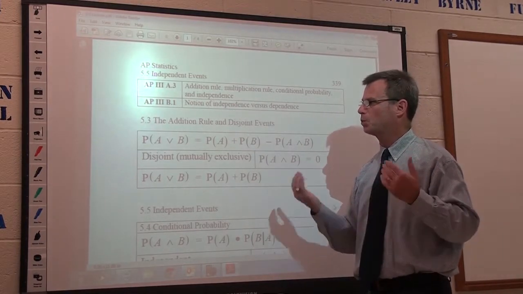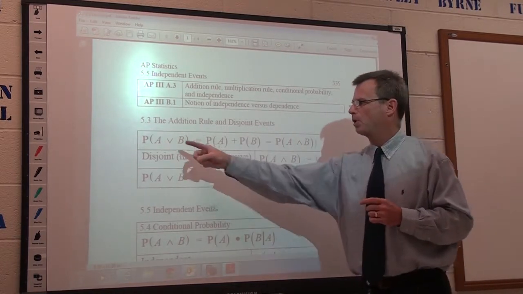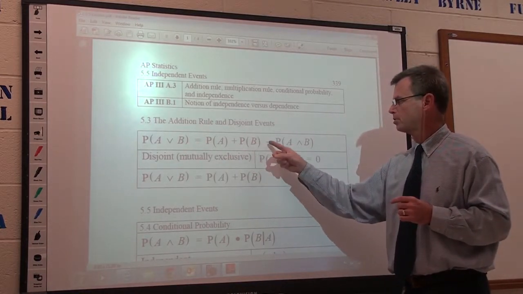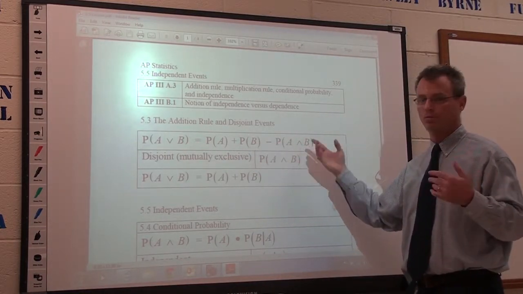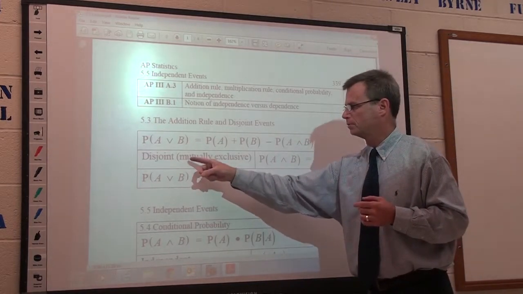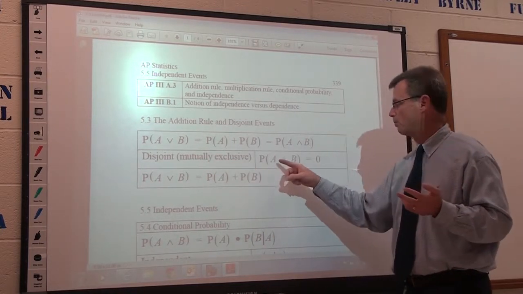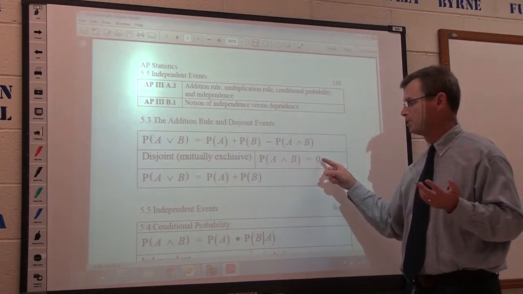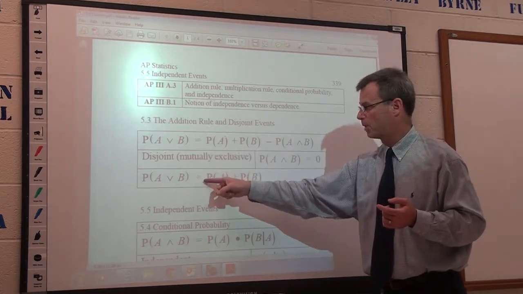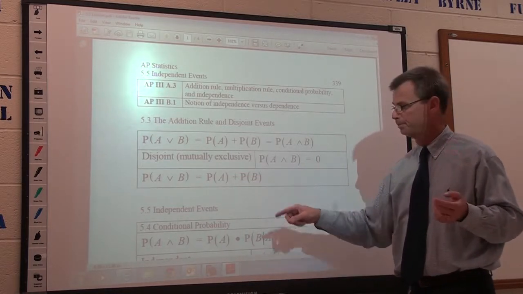Right? And just to review from section 5.3, the probability of A or B is their sum subtract the intersection, because that would be counted twice. So you take it out. If you have disjoint, which is mutually exclusive events, the probability of A and B occurring together is 0. So therefore, you would have this expression subtract 0, and it would just be the sum of the probability of A plus the probability of B.